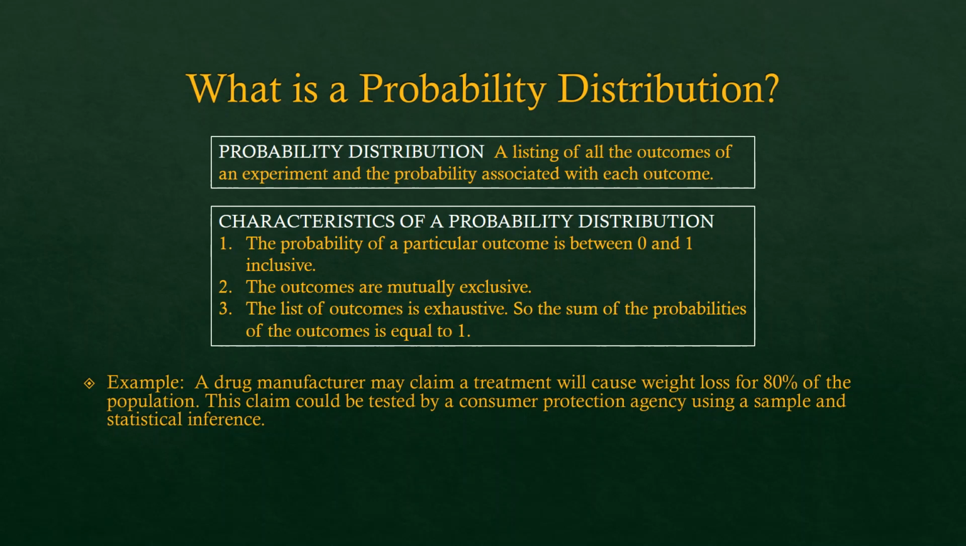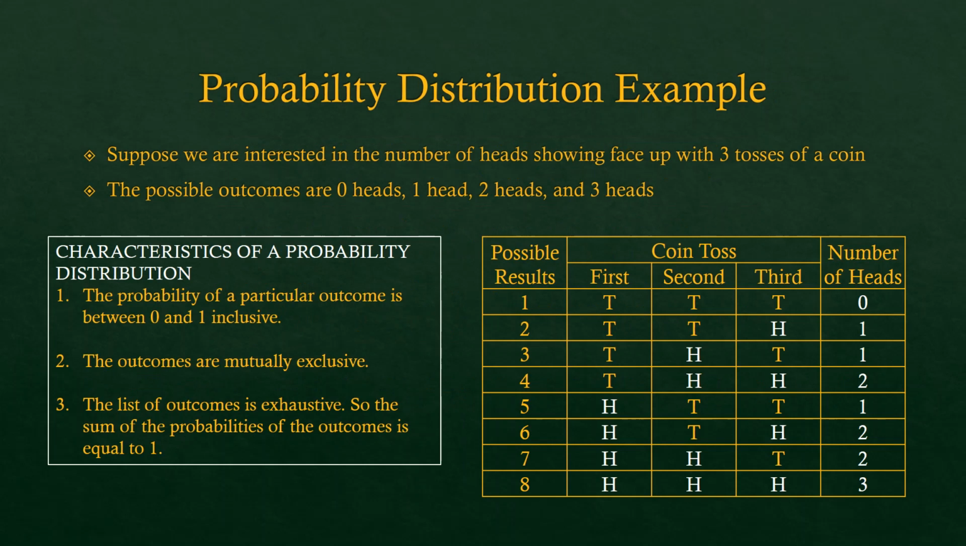And something that you can do with a probability distribution: say a drug manufacturer claims that a treatment will cause weight loss for 80% of the population. This claim can be tested by a consumer protection agency with a sample and statistical inference, and by creating a probability distribution with real data.